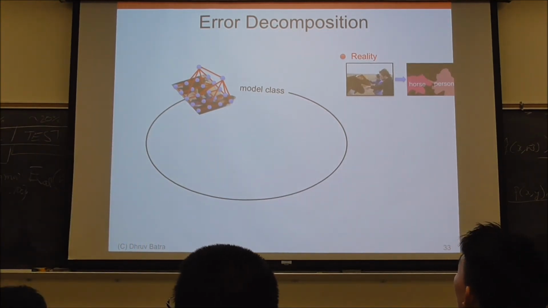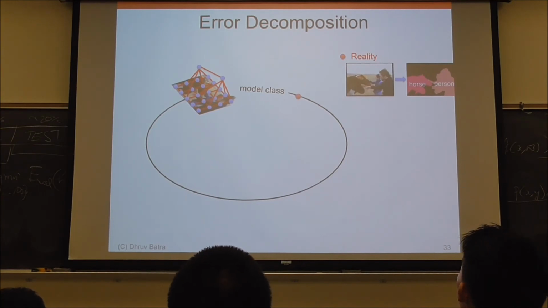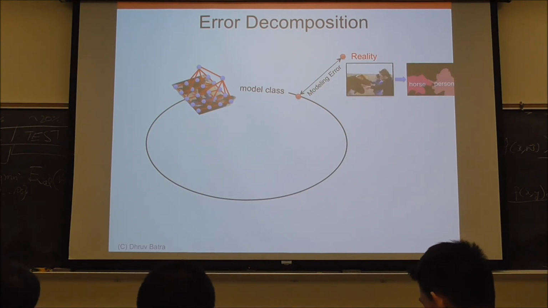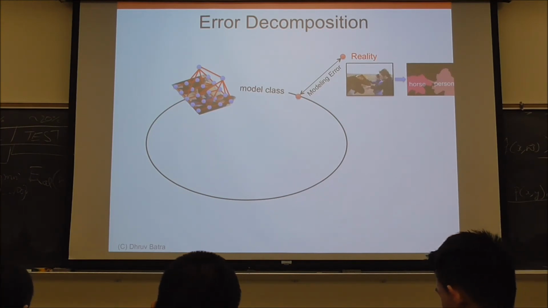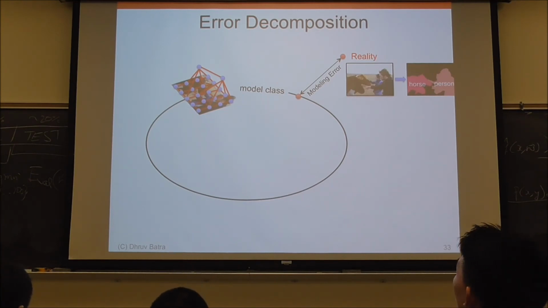And usually your goal is going to be, find me the best thing in the model class that minimizes some error. Right? Find me the best thing, get me the closest to reality. And that error is going to be modeling error or approximation error. Okay? That's the error that you made right off the bat because you decided to go with naive Bayes or logistic regression or decision trees. Or you decided to extract these 10 features and not something else. Right? That's right off the bat, that's the error you have to make.